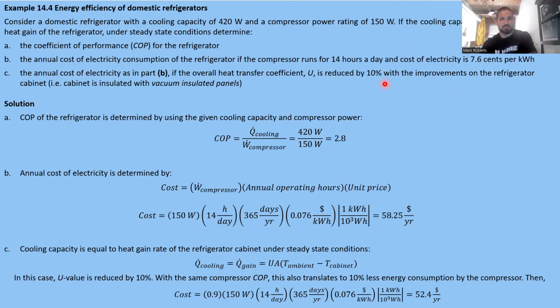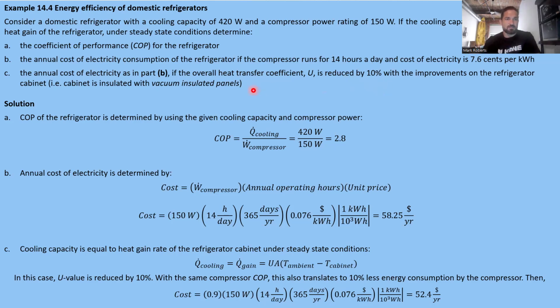Okay, so let's consider a domestic refrigerator that has a cooling capacity of 420 watts and a compressor power rating of 150 watts. The cooling capacity is determined by the heat gain of the refrigerator under steady state conditions. Determine a couple of things: coefficient of performance, and the annual cost of electricity given the information. Also, if the overall heat transfer coefficient is reduced by 10%, so that would be improved efficiency.